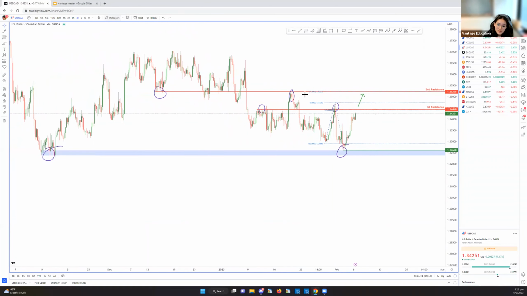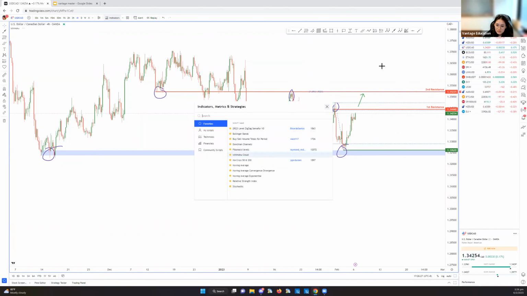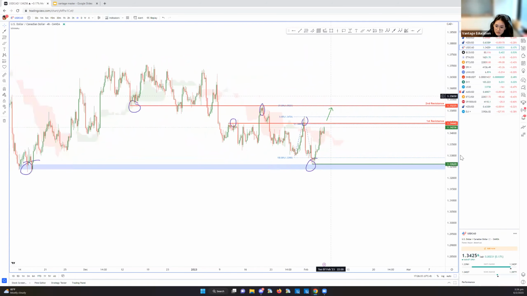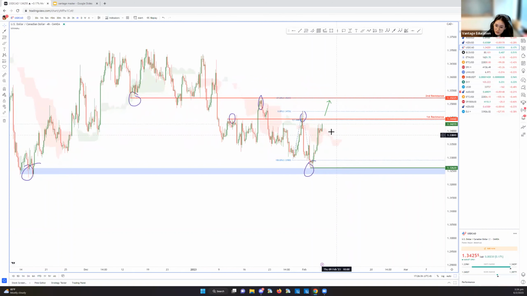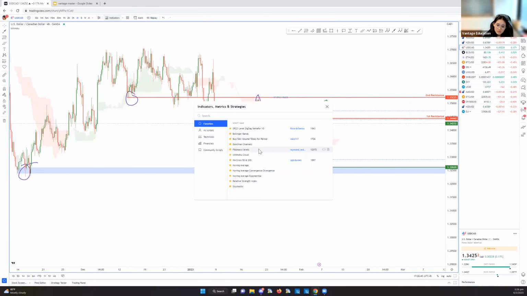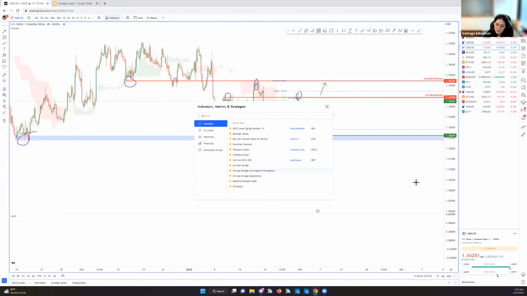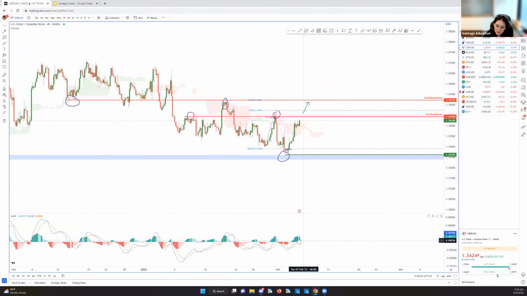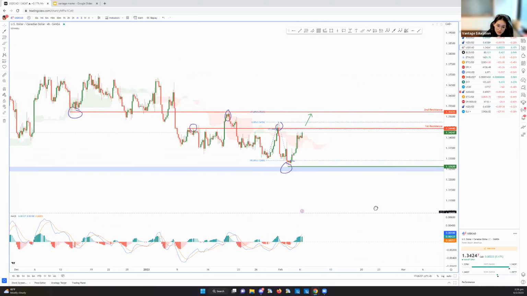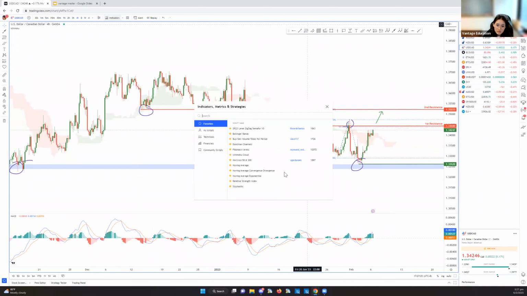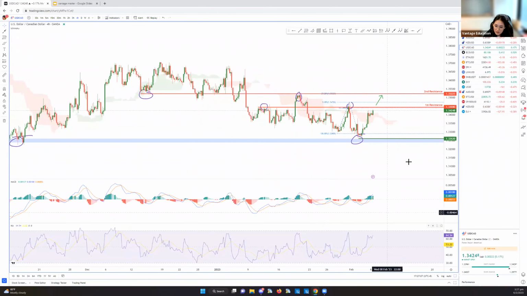Okay, so now let's pull out some indicators. We can see here our Ichimoku cloud indicator shows us a bullish bias, and this supports our analysis because price is moving above the Ichimoku cloud. Now let's take a look at MACD. For MACD, we can see price is showing us a green area, which also gives us a bullish bias.